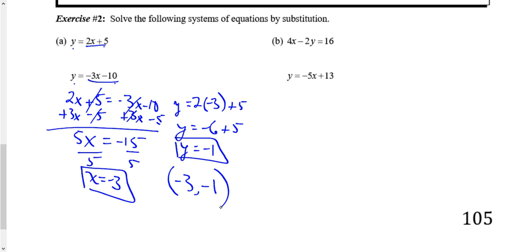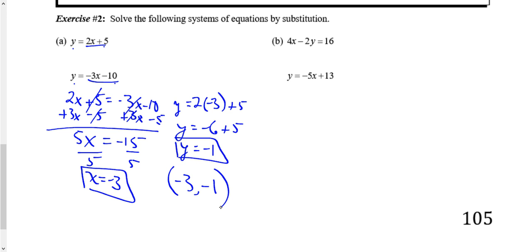Okay. Let's try part B here. We're using substitution to solve it. 4x minus 2y equals 16. Y equals negative 5x plus 13. Does something look real convenient there to substitute into the other? Which one looks really convenient to plug into the other one? Y equals. They already got it right there, blatantly, y equals this stuff, right?